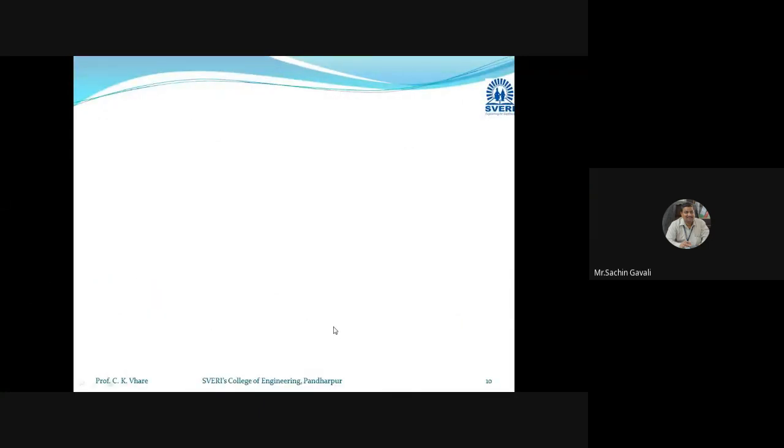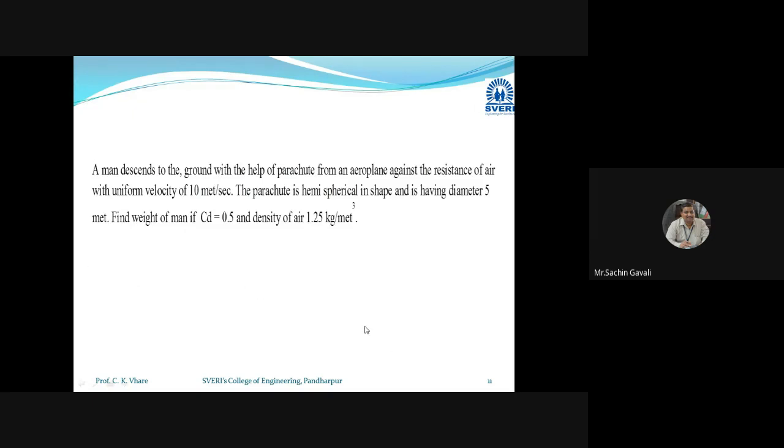Ritual, take this numerical. A man descends to the ground with the help of a parachute from an aeroplane against the resistance of air with a uniform velocity of 10 meter per second. The parachute is hemispherical in shape and has a diameter of 5. Find the weight of the man if CD is equal to 0.5 and the density of air is 1.25 kg per meter cube. What is that? A man. Now this is a hemispherical.